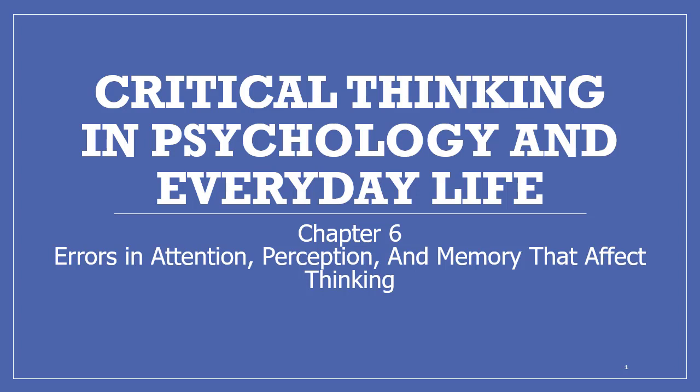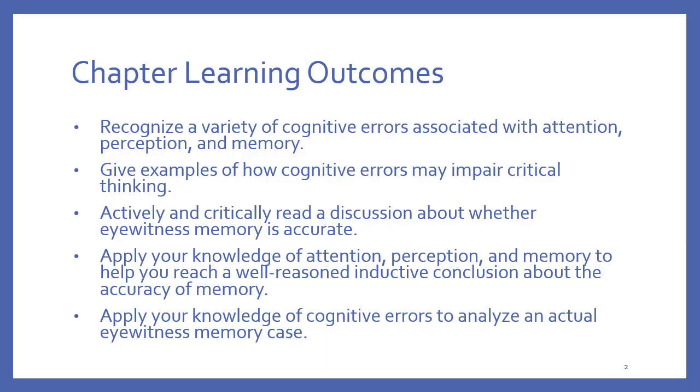I encourage you to read through it if you'd like to, but we're going to look at the nuts and bolts here, and you can practice the practical aspect by looking at that reading case study in the back of the chapter on eyewitness testimony. So in this chapter, we're going to take a look at some of the cognitive errors that are associated with attention, perception, and memory. We're going to look at some examples on how cognitive errors will impair critical thinking. There are a lot from the book, and we'll talk about some more different ones as we go through the chapter too.